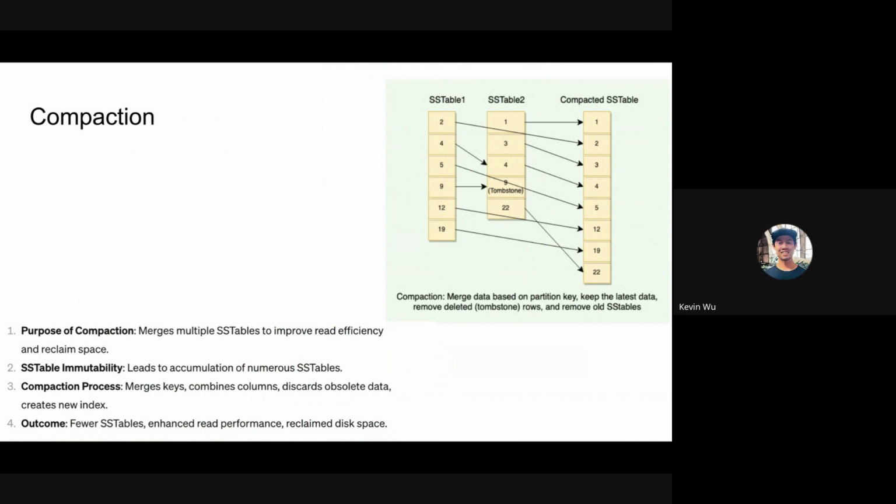Yeah, I imagine there must be some sort of in memory or on disk file that also has the indexes of all the currently live SS tables. And after that gets updated, then SS table 1 and SS table 2 can actually be deleted.